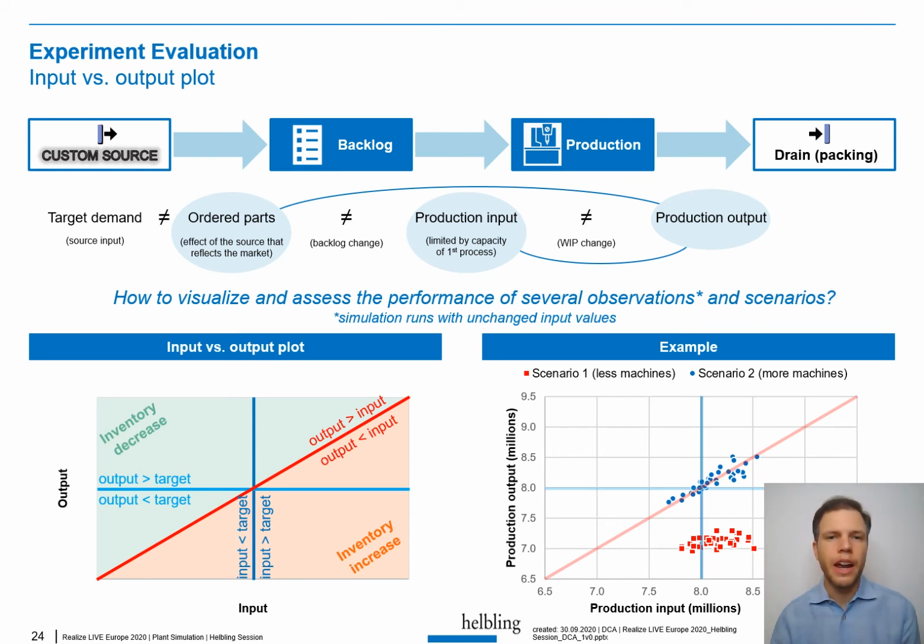Scenario 2, on the other hand, performs well, because all points are along the diagonal. This means that it has a stable inventory. Only few observations had a slight increase in inventory, but they still reached the target demand represented by the horizontal line. So this plot really helped us to get transparency on the behavior of each observation and also about the statistical spread.